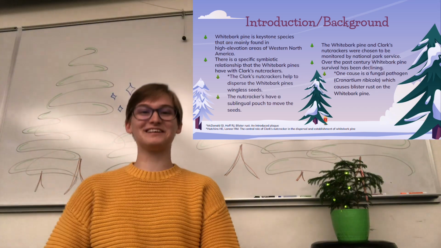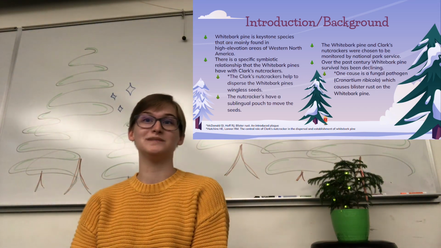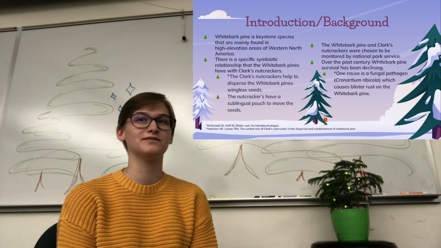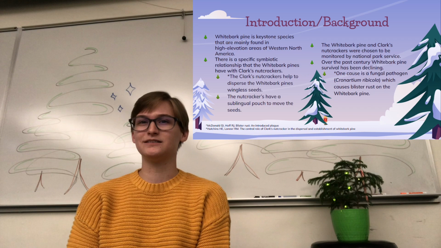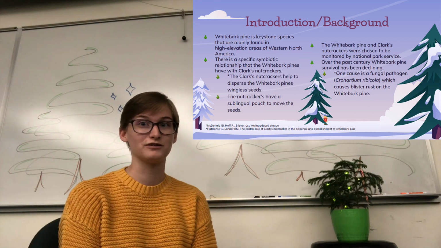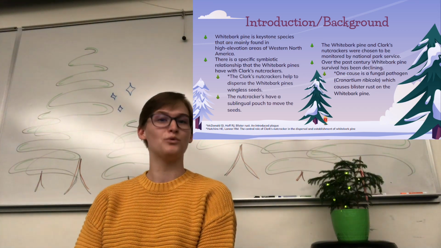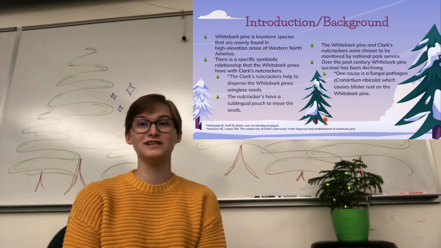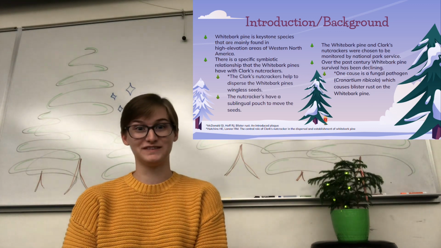Okay, to start, we're going to start off with a little introduction. White bark pine is a keystone species that is mainly found in high elevation areas of western North America. There is a specific symbiotic relationship between the white bark pines and the Clark's nutcrackers. The Clark's nutcrackers specifically help to disperse the white bark pine's wingless seeds, and they do this by using a sublingual pouch to move the seeds.